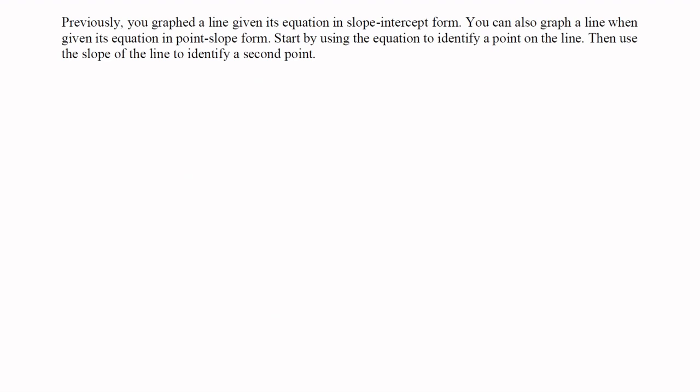Previously, you graphed a line given its equation in slope-intercept form. You can also graph a line when given its equation in point-slope form. Start by using the equation to identify a point on the line. Then use the slope of the line to identify a second point.